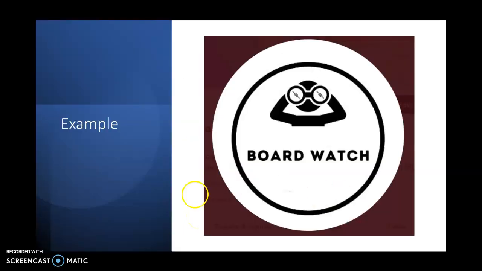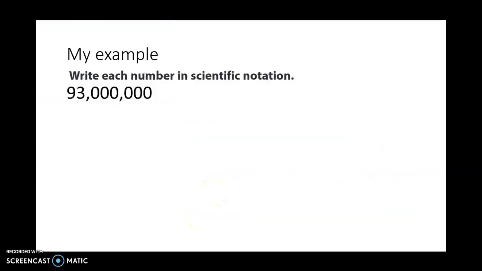And here's my example. So I have 93 million. Where's the decimal? It is at the end. If you have a whole number like this, it always has a decimal at the end right there. Now I'm going to move this until I get a number between 1 and 10. So I'm going to go 1, 2, 3, 4, 5, 6.